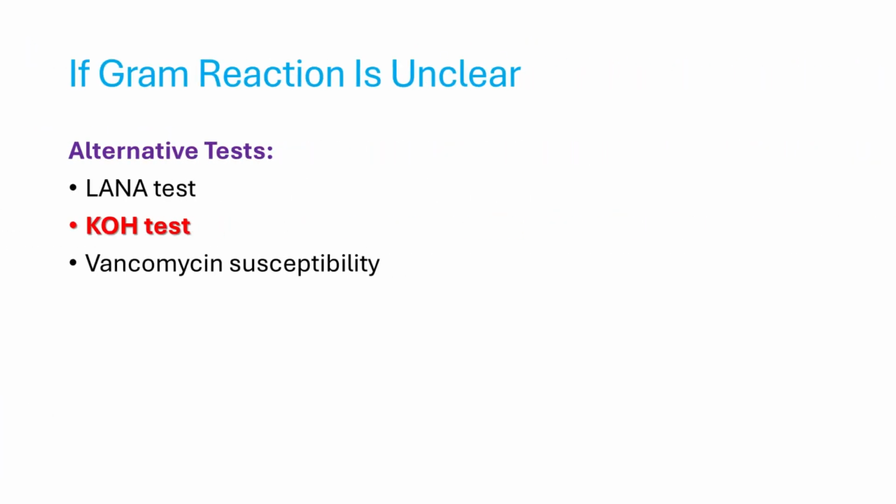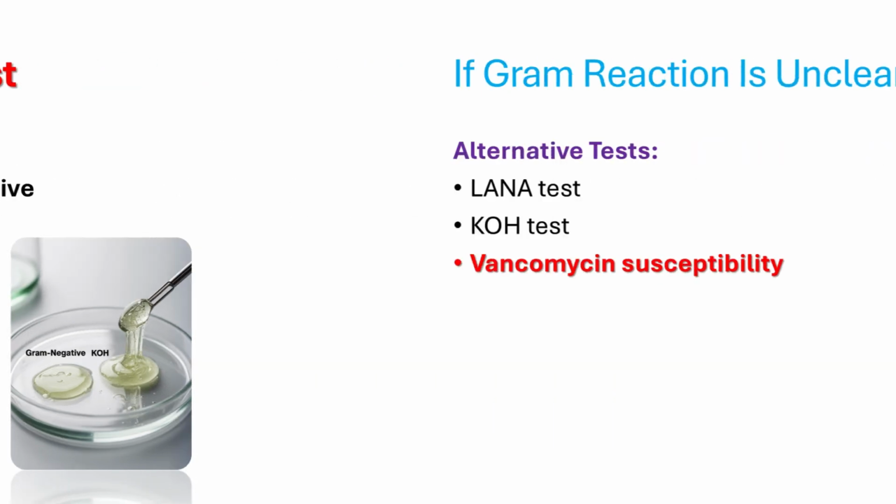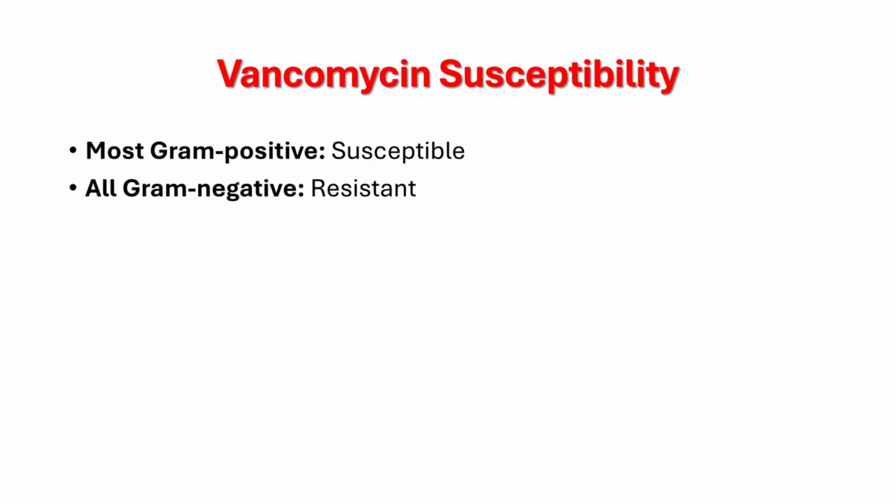Next, the potassium hydroxide test. In this test, Gram-negative bacteria lyse and produce a viscous gel within 60 seconds, while Gram-positive bacteria do not. Next, vancomycin susceptibility. Most Gram-positive species are susceptible to vancomycin, whereas Gram-negative bacteria are uniformly resistant.